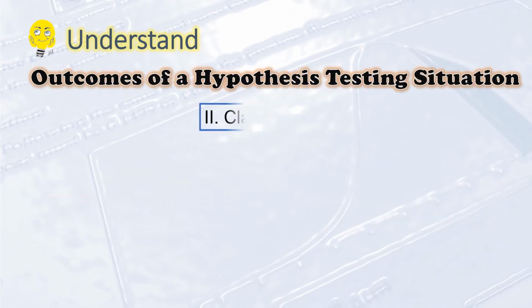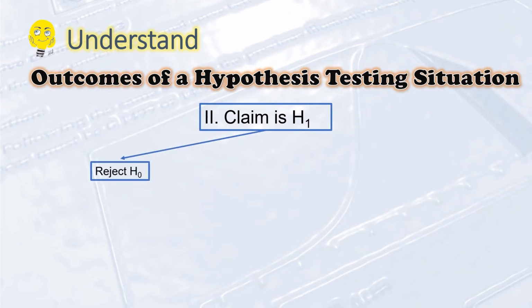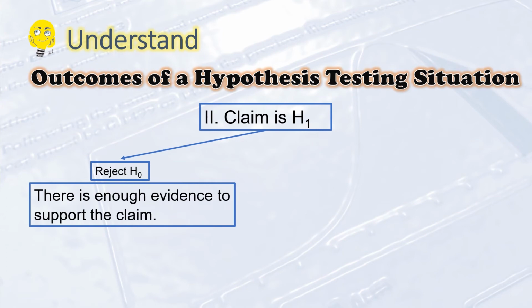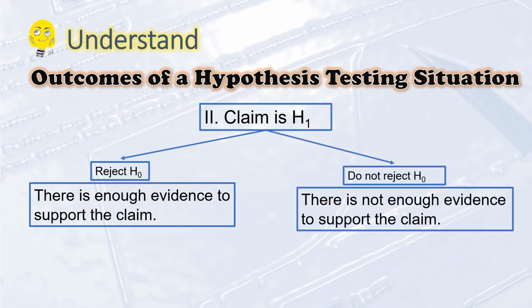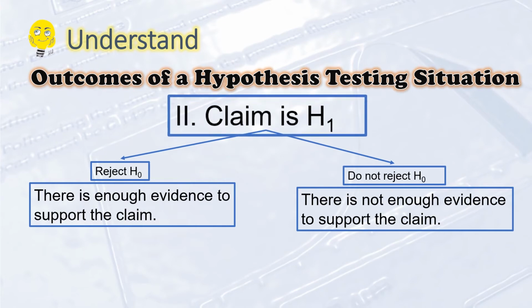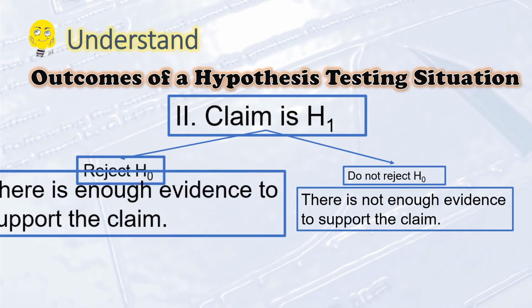For case 2, when the alternative hypothesis is the claim. In this case, when the null hypothesis is rejected, the conclusion would be there is enough evidence to support the claim. And when the null hypothesis is not rejected, the conclusion would be there is not enough evidence to support the claim. In example number 1, our claim is the alternative hypothesis, and the null hypothesis is rejected. Therefore, the conclusion is that there is enough evidence to support the claim. Let us have another example.